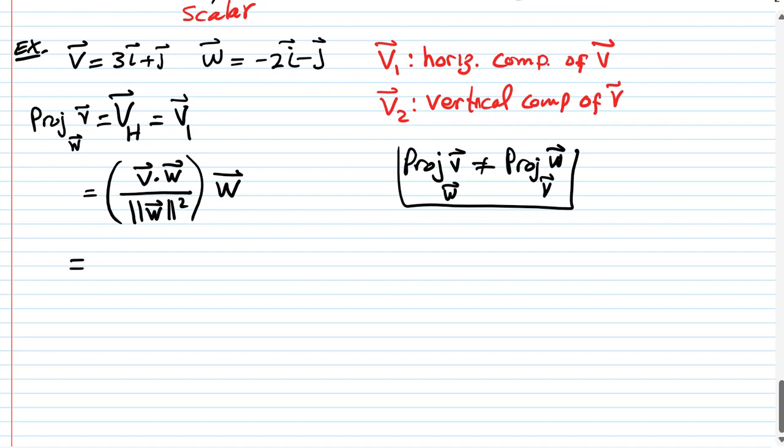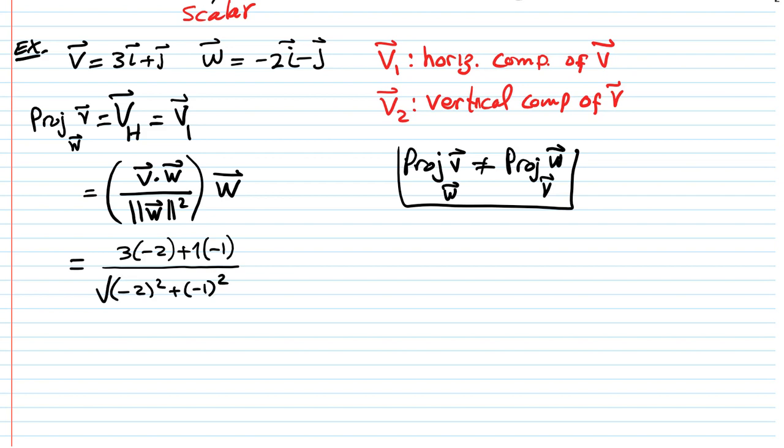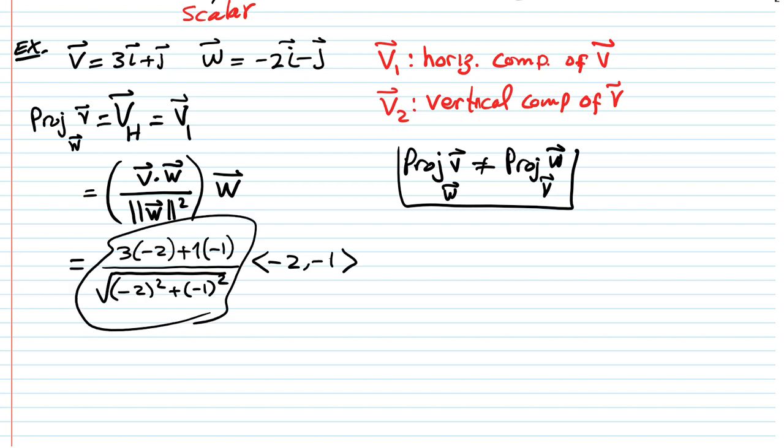Okay, so first I've got to do v dot w in the numerator. That's 3 times negative 2, a times c, and then plus b times d, which is 1 times negative 1. That's the dot product. In the denominator, the magnitude of w: w is negative 2 squared plus negative 1 squared, square root of. And then this gets multiplied by w. Well, w in algebraic form is negative 2 comma negative 1. You can see how these are all numbers. That's a scalar, and that's what we were saying, that this expression is just a scalar.